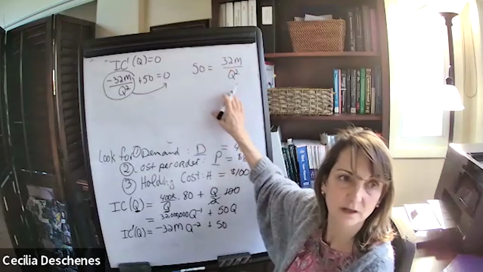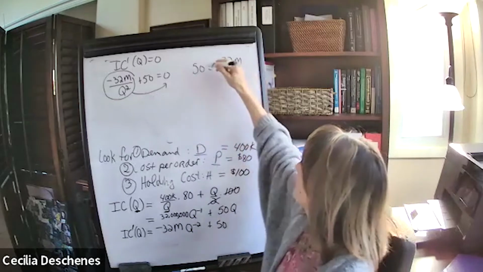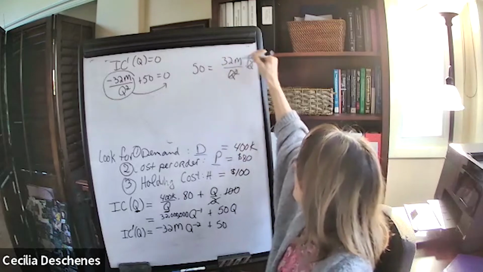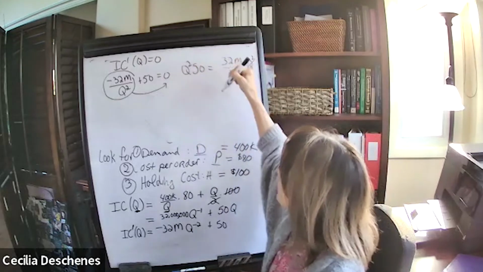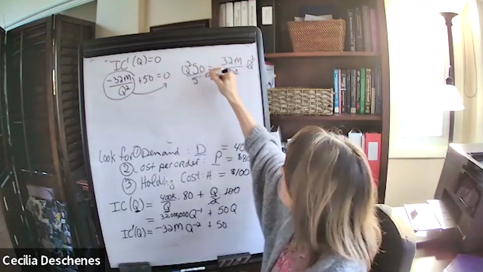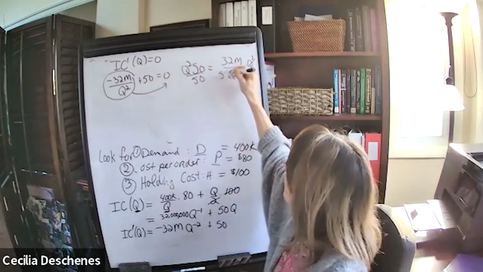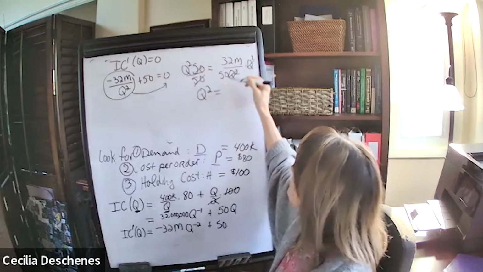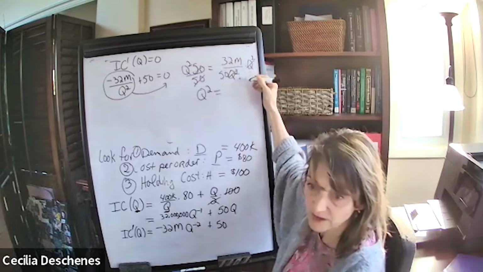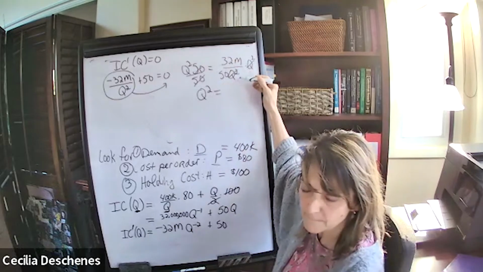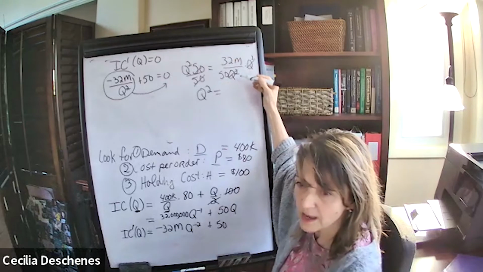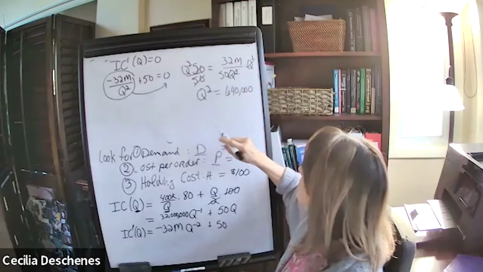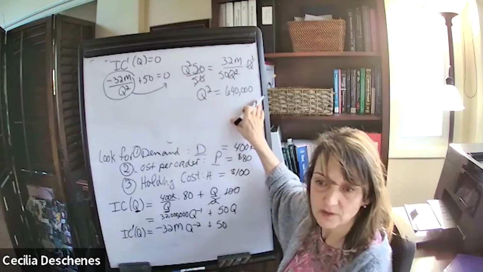Okay, so everybody's clear on what I was just doing. I'm just doing a little algebra. I'm going to solve for Q squared. So now I'm going to multiply both sides by Q squared, and divide both sides by 50. So I get Q squared is equal to 32 million divided by 50. All right, and that's 640,000. So to get Q, I have to take the square root of this.